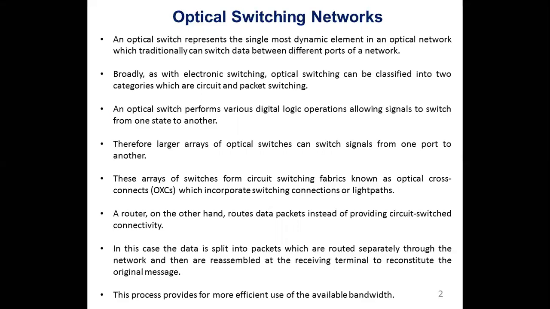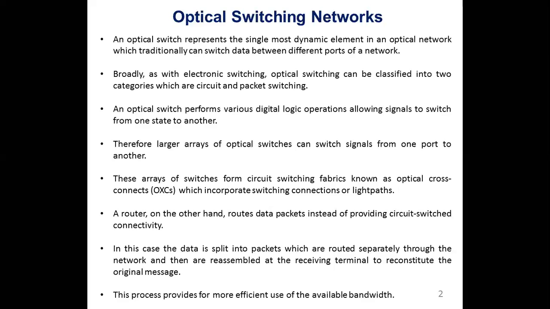So what is this switch? A switch basically in an optical network will represent a dynamic element, and it can switch data between different ports of a network. Compared to electronic switching, your optical switching can be in two categories, like I said, circuit and packet switching. This switch will perform digital logic operations and will allow the signals to switch from one state to the other state. And you can have large arrays of these switches, which can switch the signal from one port to the other port. These arrays are what are known as the optical cross connects, which we have covered previously in the same module.